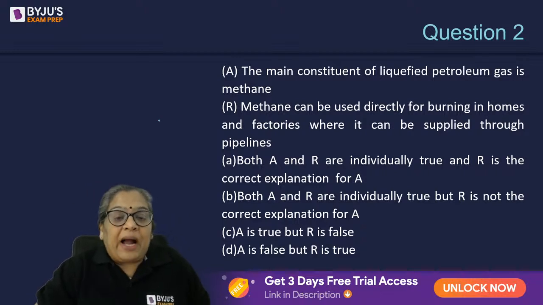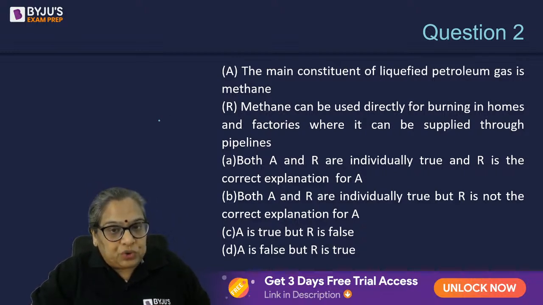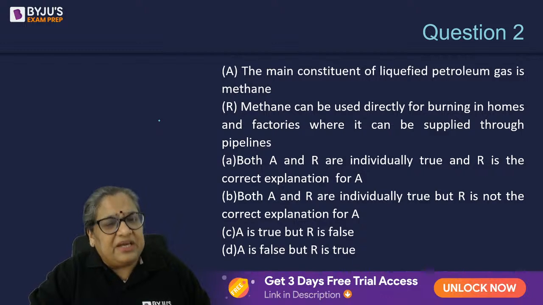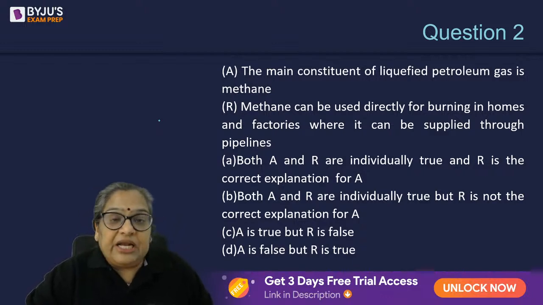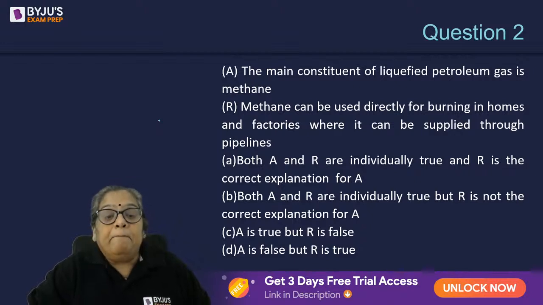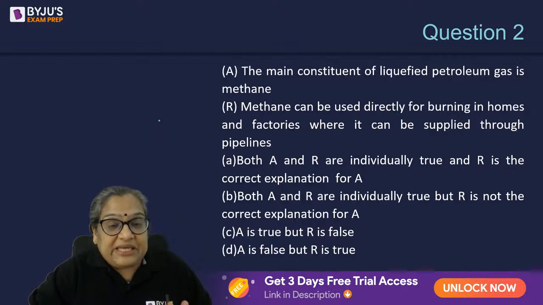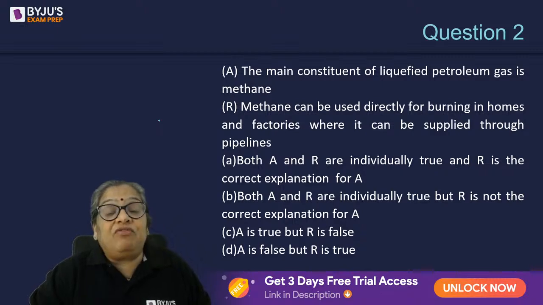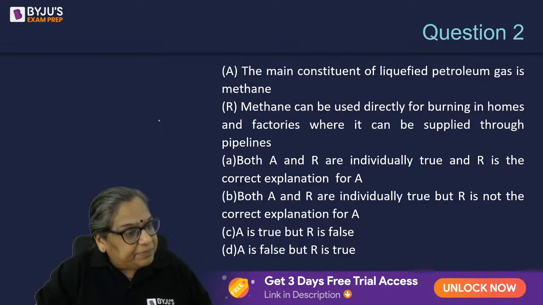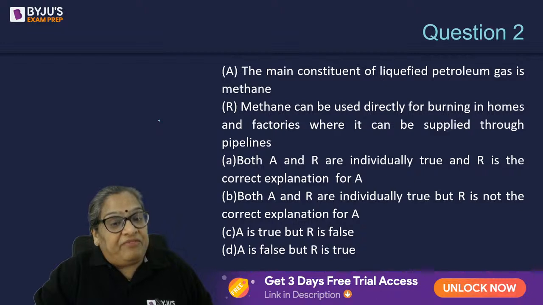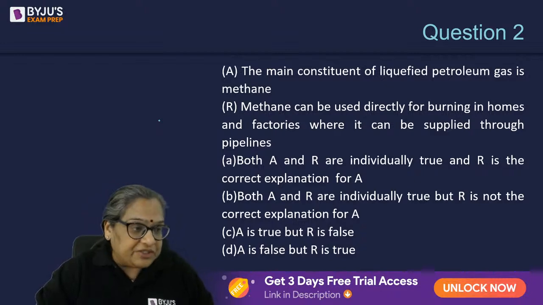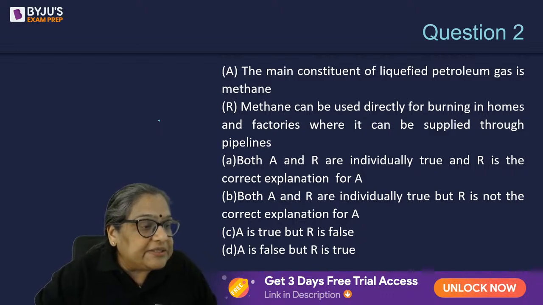Okay. Mark A if A and R are both true. That is, the main constituent of LPG is methane, and methane is used because it is very convenient to use as a fuel. It can be supplied conveniently through pipelines. All right. Mark B if both the statements are correct, but that is not the reason why the main constituent of LPG is methane. Mark C if A is true and R is false, and D if A is false but R is true. What is your answer?